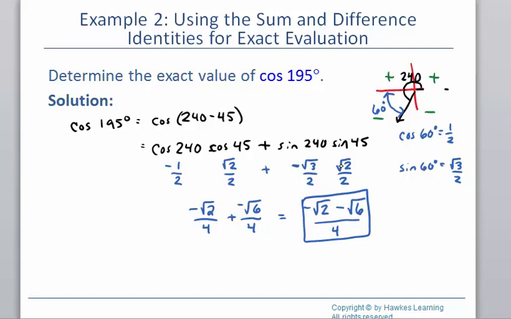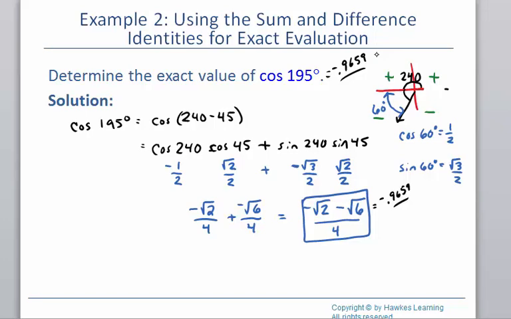Now, just as before, it is wise for you to go to your calculator and check to be sure that these two expressions are equal. So when I put in cosine of 195, I'm going to get negative 0.9659. And then when I plug in the expression that I came up with, I also get negative 0.9659. And so you want these two to be the same, and that gives you some assurance that you have done the problem correctly.